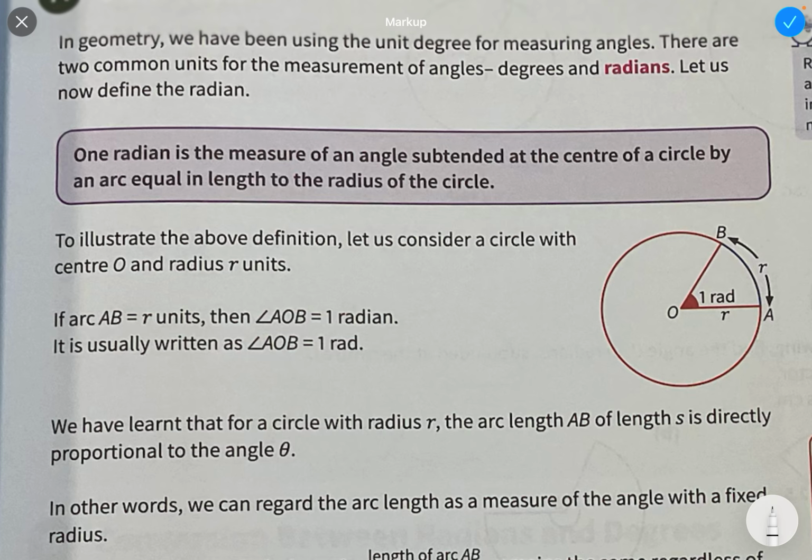So I will key 135 over 180 into the calculator. Then the calculator can help me do the bringing it to the lowest form. 135 over 180 is 3/4. So the answer is 3/4 pi radian.